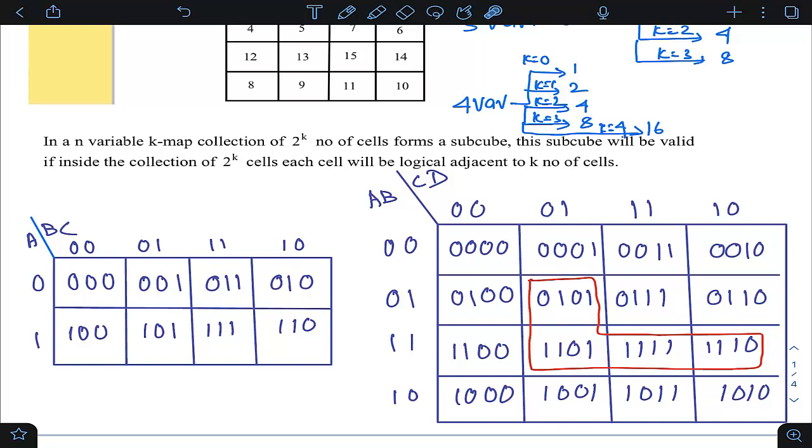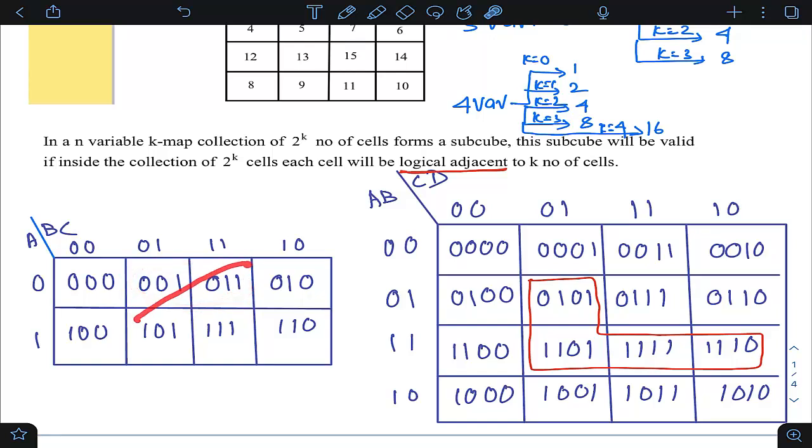So, how to know if it is a valid subcube or not? The condition says each cell will be logically adjacent to k number of cells. Now, what is the meaning of the term logical adjacent? This is important. Remember, 2 cells are said to be logical adjacent cells if there is 1 bit change in the corresponding gray code. So, suppose I ask you whether these 2 are logical adjacent cells, you need to check the bit pattern and see how many bits are changing. So, yes, these are logical adjacent cells as well as physical adjacent cells. Why? Because if I observe the pattern, only the middle bit, which is 0, is changing to 1, and the remaining bits are the same. So, these 2 are logical adjacent cells as well as physical adjacent cells.